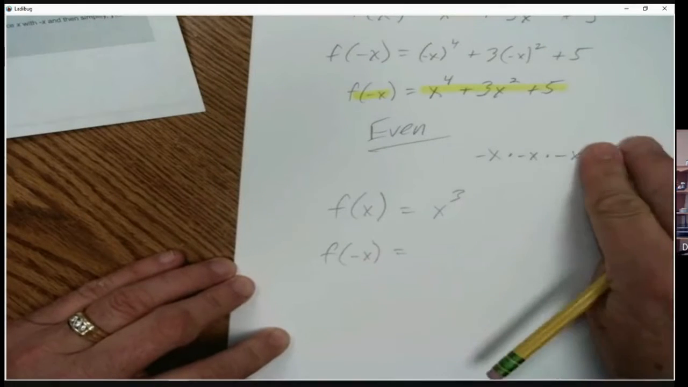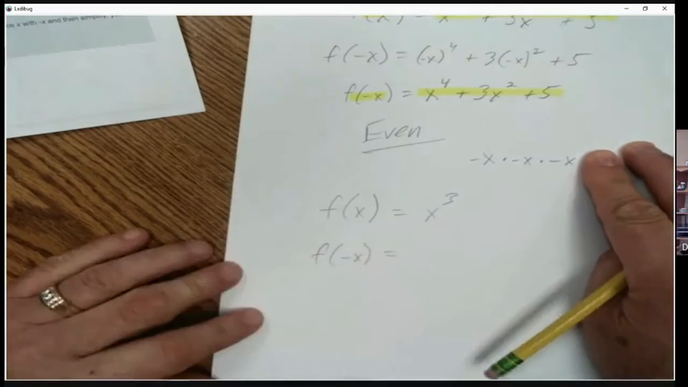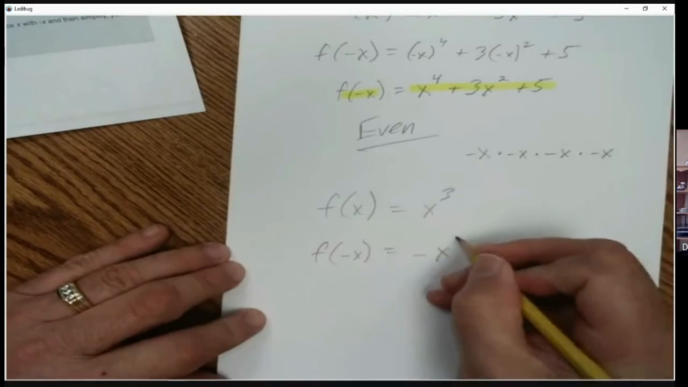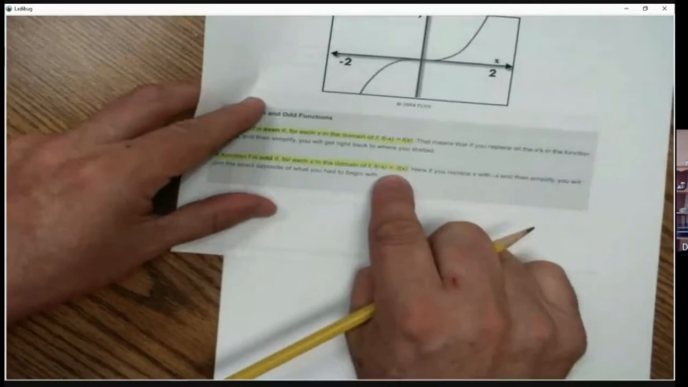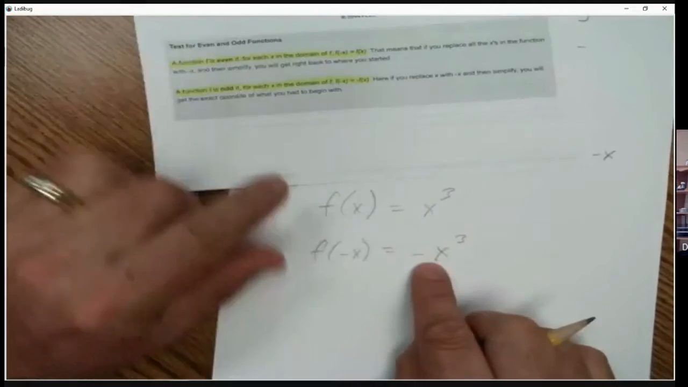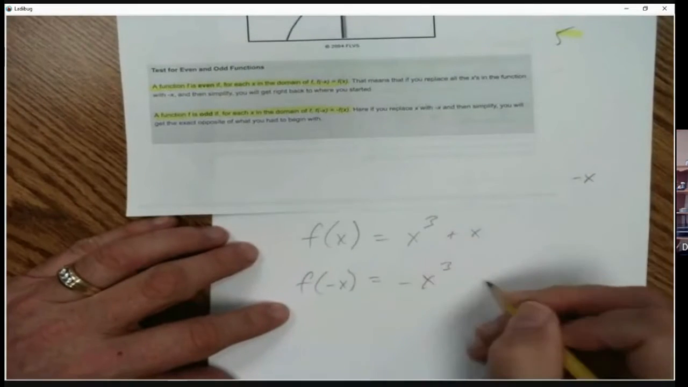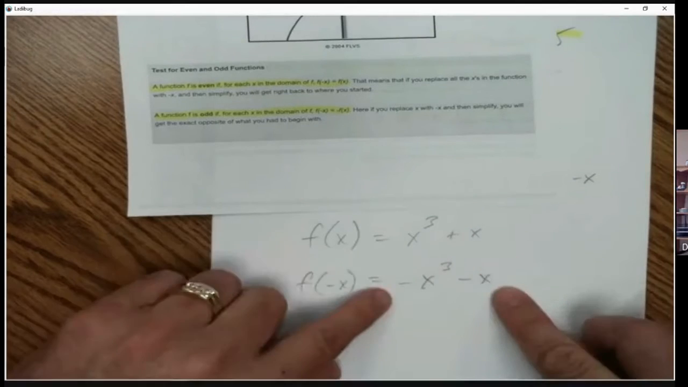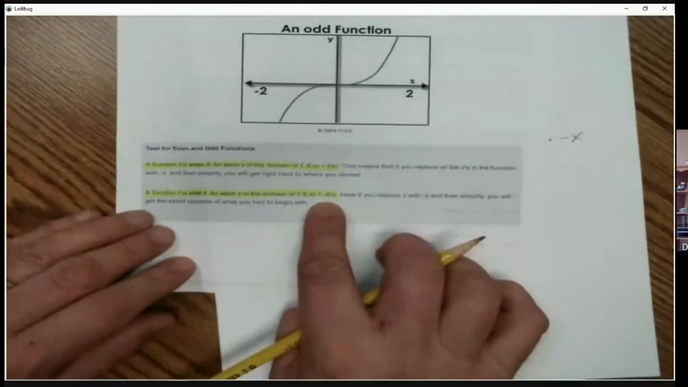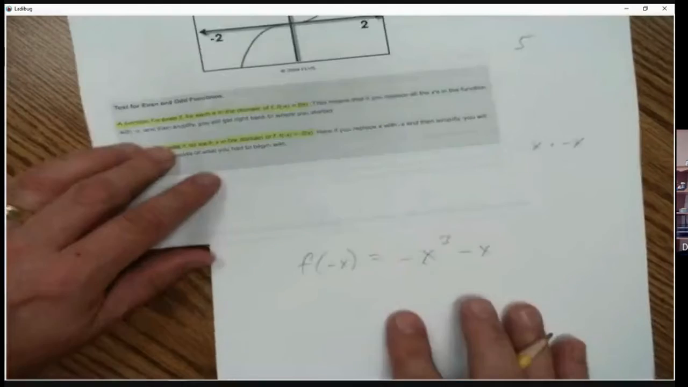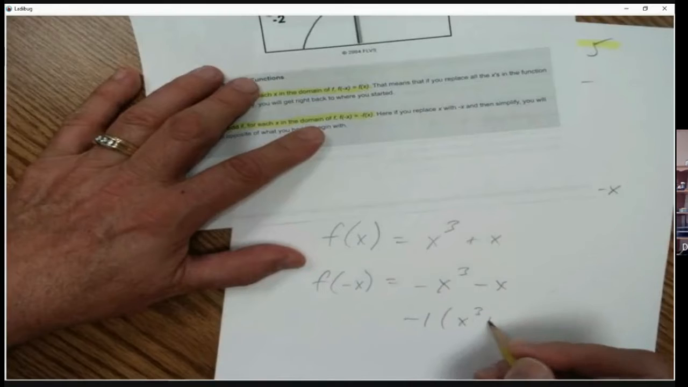Well, that's 3 of these. Negative x times negative x is a positive x squared times another negative x is negative x to the third. It ends up exactly a negative of what you started with. Instead of f of x, we've got negative f of x. And even if we had a plus x over here, it would end up minus x. Every one of these would turn into a negative. Since this says negative f of x, like the negatives out front, if we factor out a -1, this is the same thing as the original one.